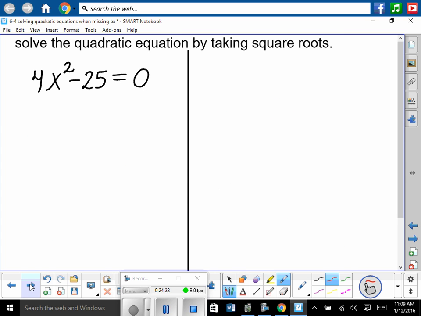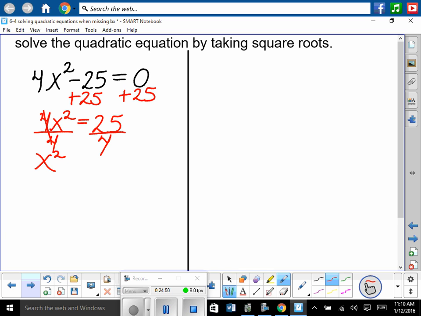Okay, last one. 4x squared minus 25 is equal to 0. Isolate x squared, so we'll add 25. So we have 4x squared is equal to 25. Divide both sides by 4. So x squared is equal to 25 over 4. If you get a decimal when you do that, and you do, put it back in a fraction. So leave it like this.